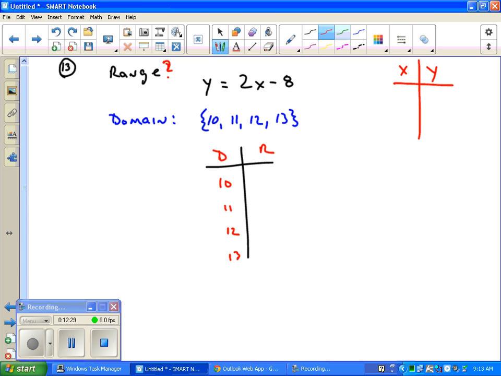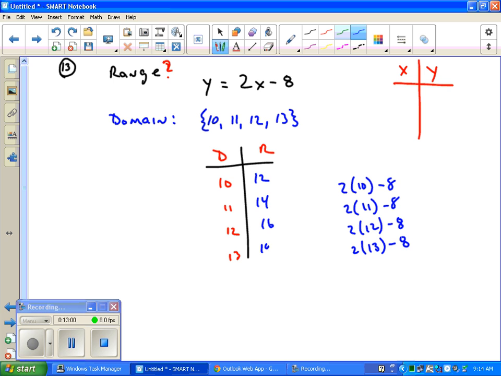When you plug those values into the equation above, y equals 2 times 10 minus 8. 2 times 10 is 20 minus 8 is 12. y equals 2 times 11 minus 8. 2 times 11 is 22 minus 8 is 14. When the domain is 12, 2 times 12 is 24 minus 8, which is 16. And then when x is, or the domain is 13, 2 times 13 is 26 minus 8 is 18. So your ranges are 12, 14, 16, and 18. D.